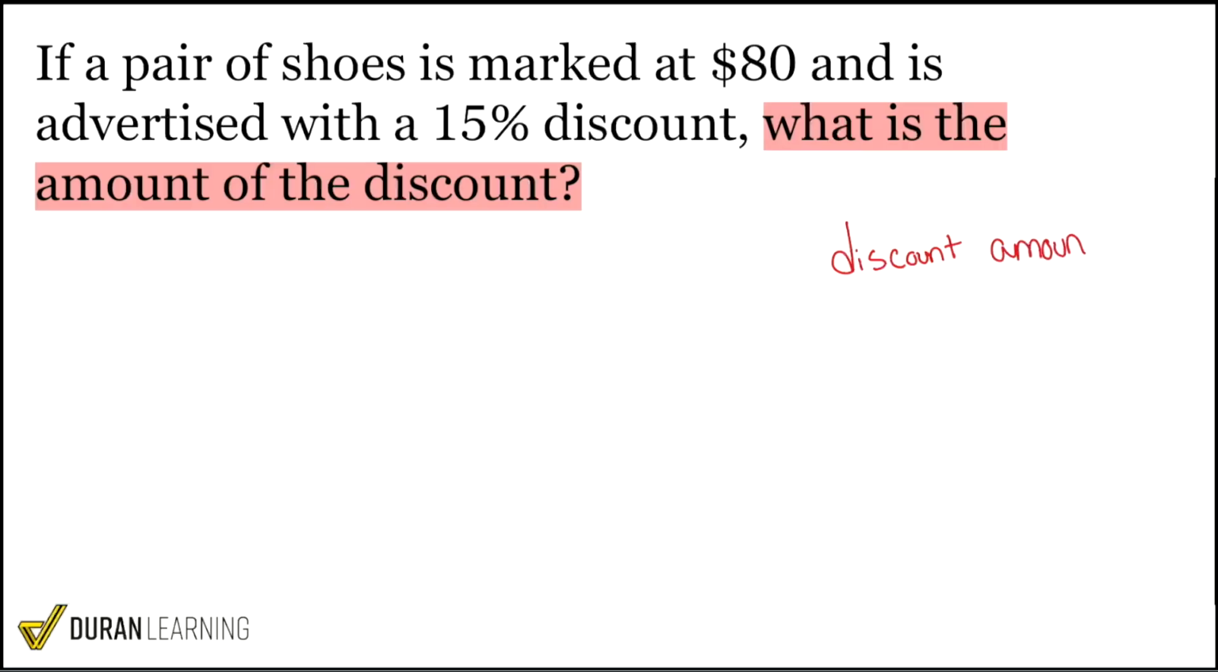So here's how I'm going to put this, everybody. If you want the discount amount, you want to multiply the original by the percent of the discount. This is what I'm going to consistently and constantly say. We want to multiply by the discount percent if we want the discount amount.